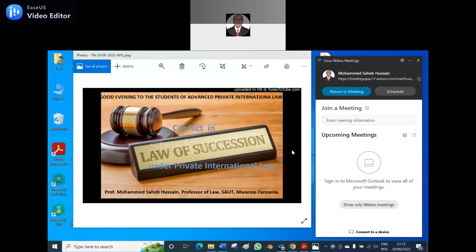And today I am going to deal with the law of succession. There is conflict in the law of succession under private international law. Generally, when dealing with succession, we don't use a separate country's law, but the law of the country where the deceased had his domicile could be used. As far as immovable property is concerned, there is no dispute at all, but the dispute comes only with movable property.